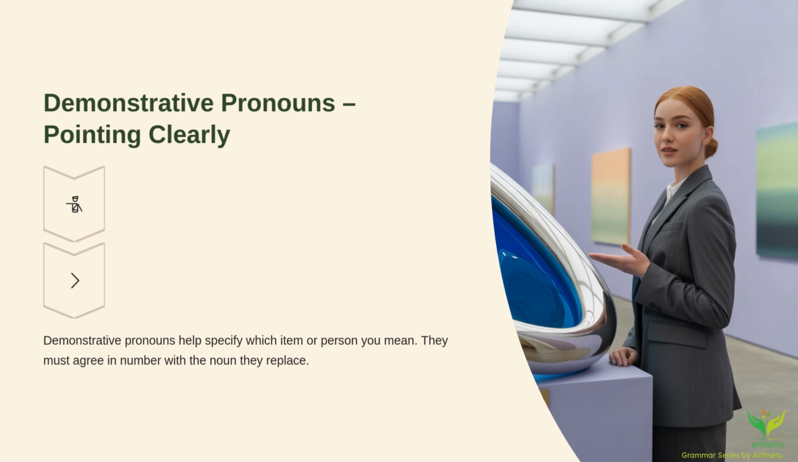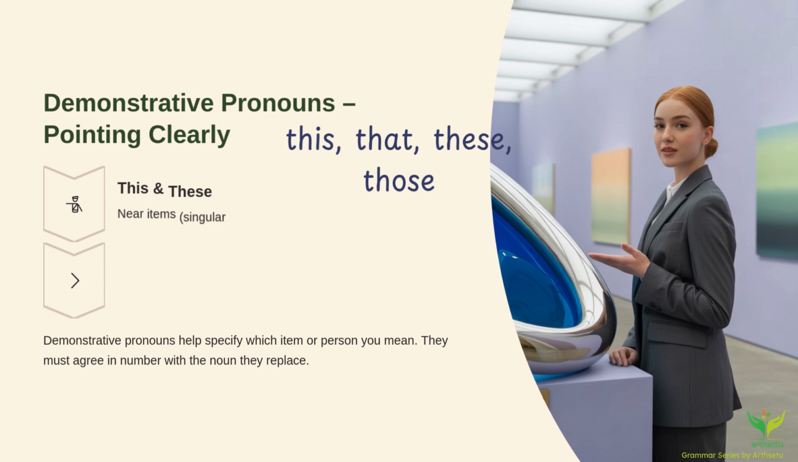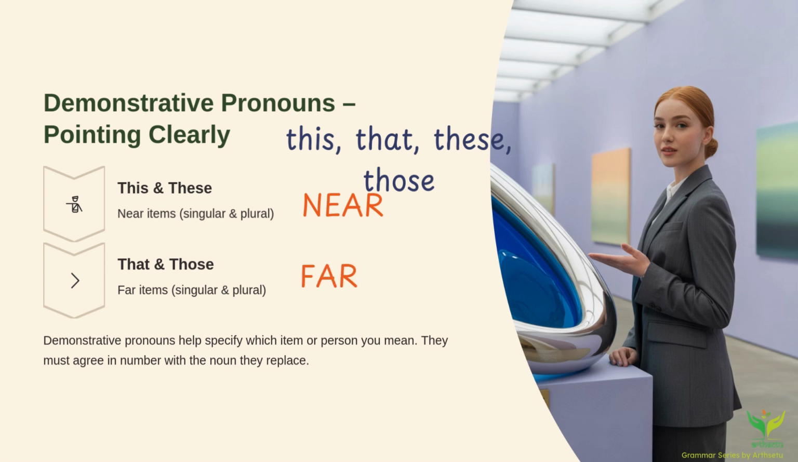Now let's move to demonstrative pronouns. This, that, these, those. These words point out specific things. Use this and these for things near you. For example, this pen in my hand or these books on the table. Use that and those for things farther away. That mountain in the distance or those stars in the sky.